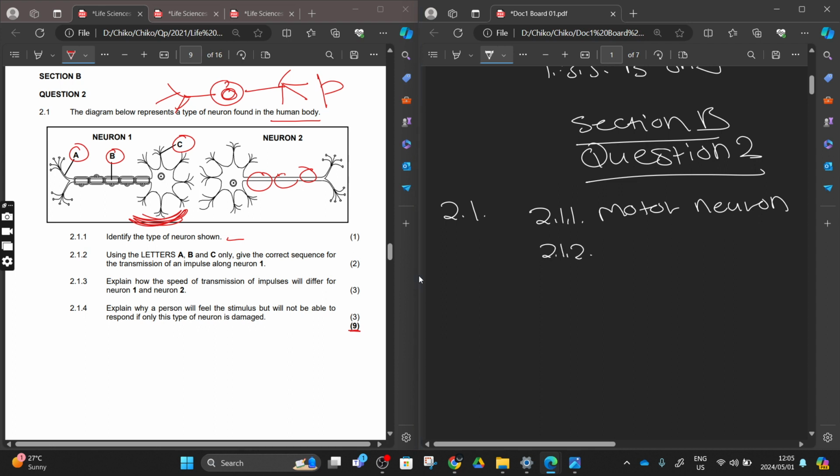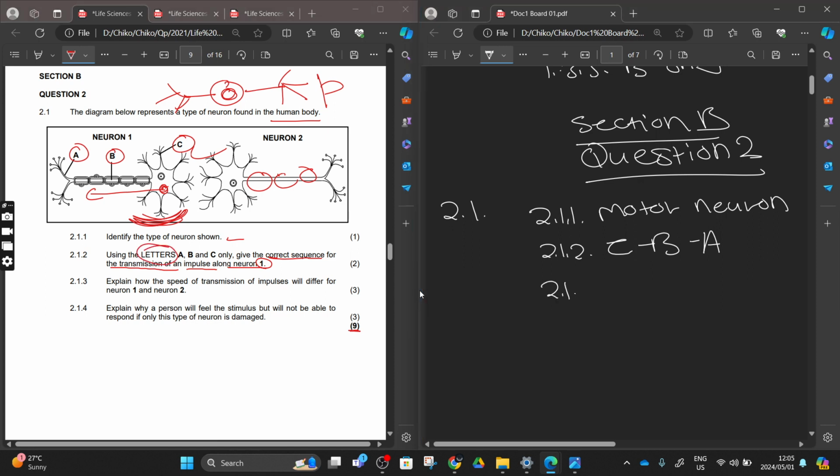2.1.2, but use the letters A, B, C. We are only going to use these letters. Give the correct sequence for the transmission of an impulse along neuron 1. Neuron 1 will use only A, B, C, and the impulse will start from our cell body to our axon like that. So we'll start with C, then the answer will be C, B, A, right? You'll agree with me. It is 2 marks there, using letters only, right?